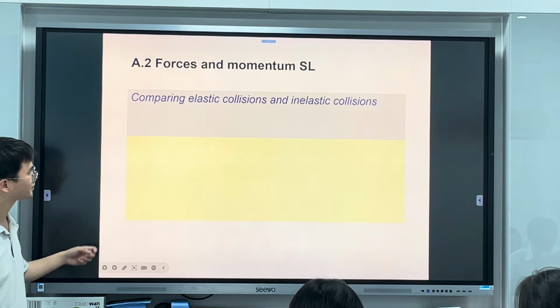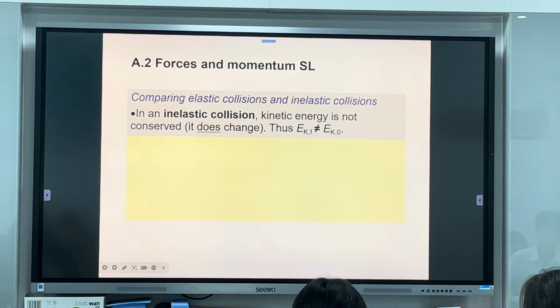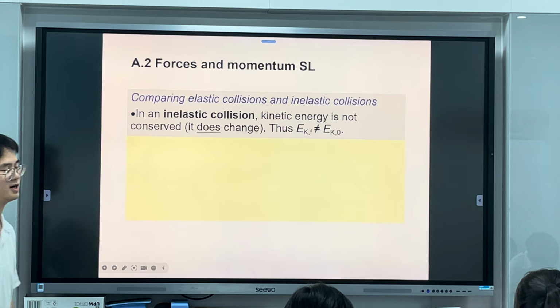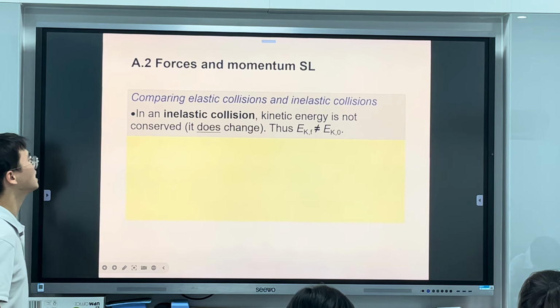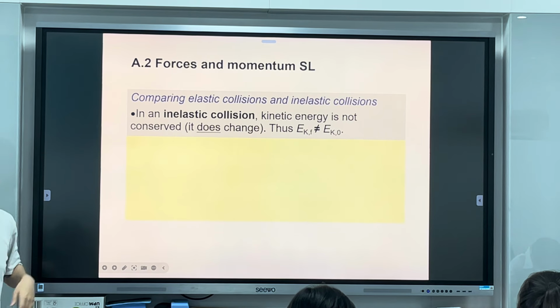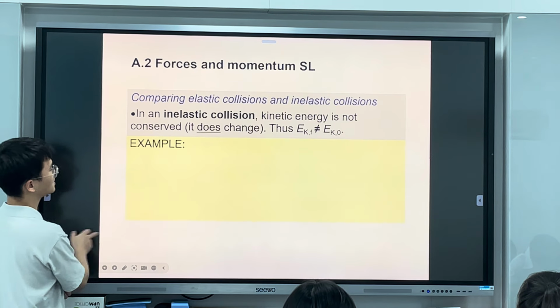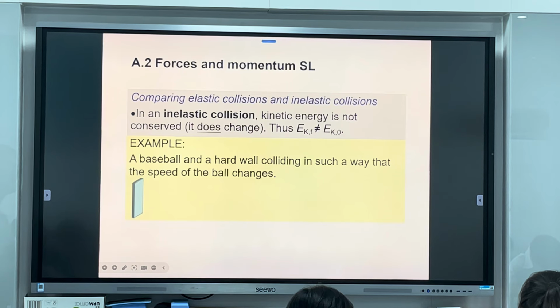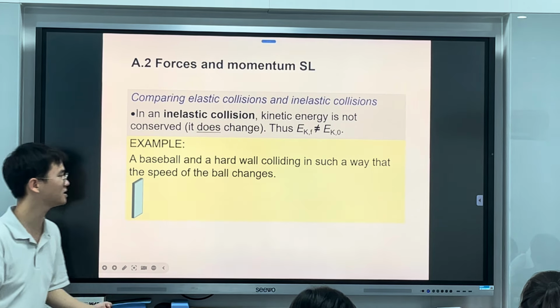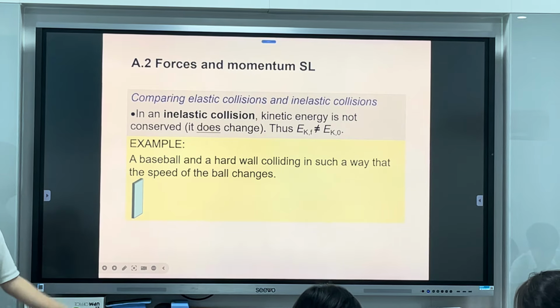So for inelastic collision, kinetic energy is not conserved. So there's going to be energy lost during the inelastic collision, right? The final kinetic energy is not going to be equal to the initial, and it's going to be smaller. Okay? So an example would be a baseball and a wall colliding in such a way that the speed of the ball changes. It's moving slower.